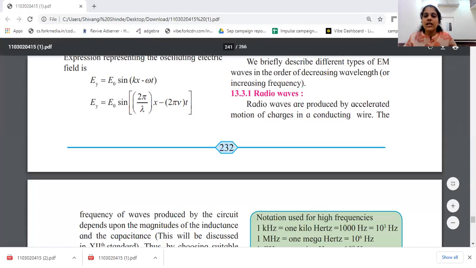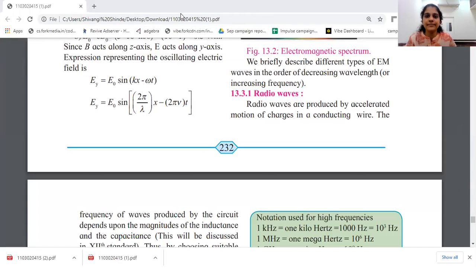Okay, fine. So, students, this part is very important. Just mark this first point. That is, radio waves are produced by accelerated motion of charges in conducting wires. Just mark this point.